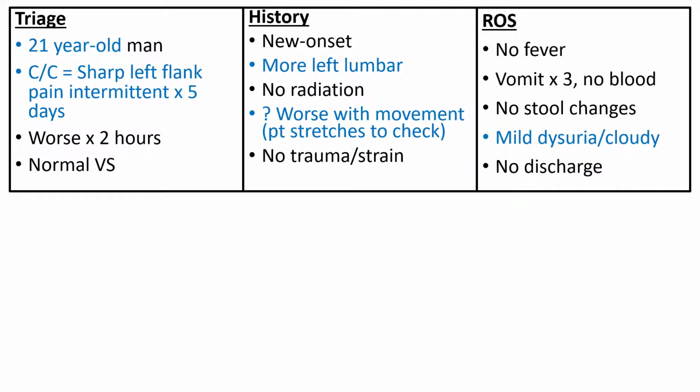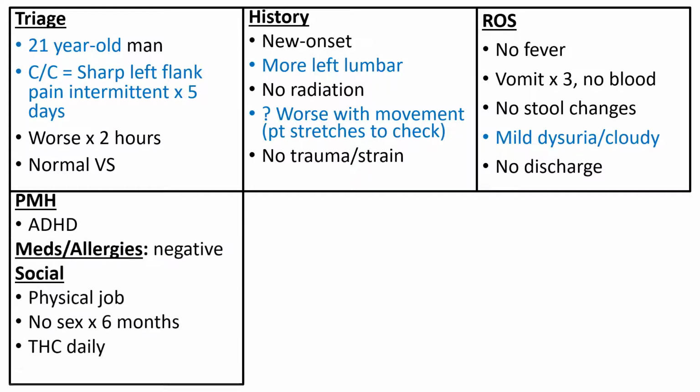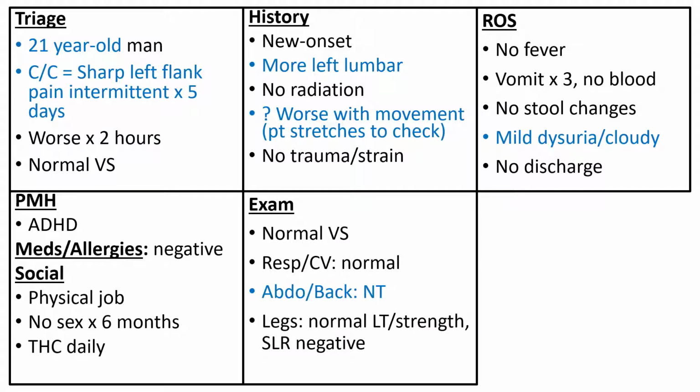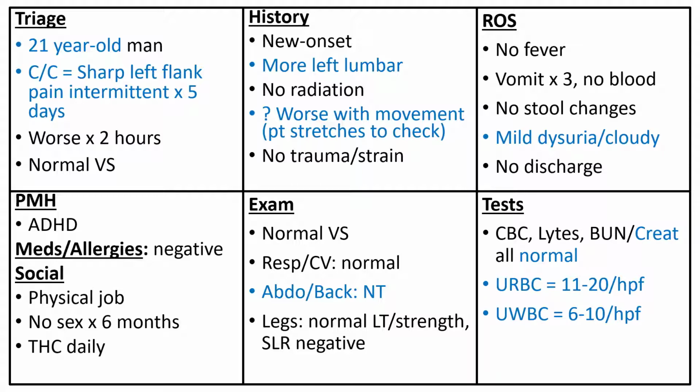Review of systems, no fever, vomited 3 times, no stool changes, mild dysuria, cloudy maybe, nothing you're too convinced about, there's no penile discharge, past medical ADHD, meds and allergies negative, he's got a physical job, no sex for the last 6 months, and he smokes some pot. On physical examination, vitals again are normal, rest of the exam is fine actually, and abdomen's non-tender, back's non-tender, there's no CVA tenderness, and in the legs, forced light touch, straight leg raise, all normal. And some tests that were done at triage are already back. Creatinine's normal, and the urine showed 11 to 20 red blood cells per high power field and 6 to 10 white blood cells per high power field.